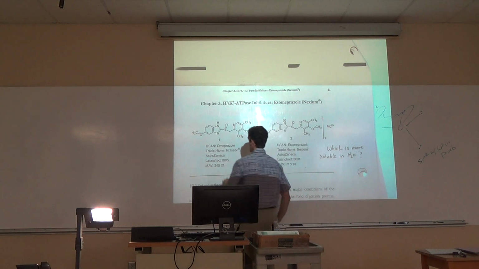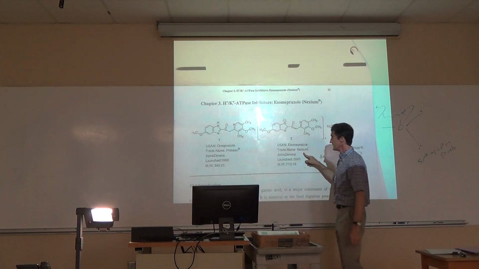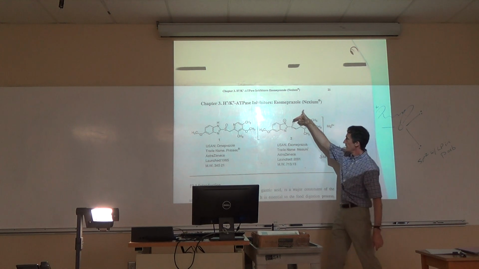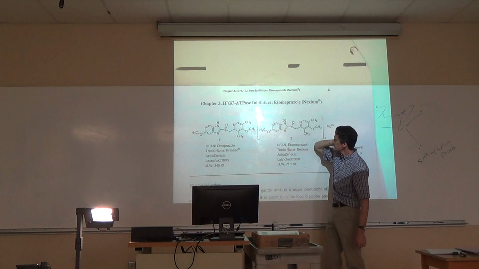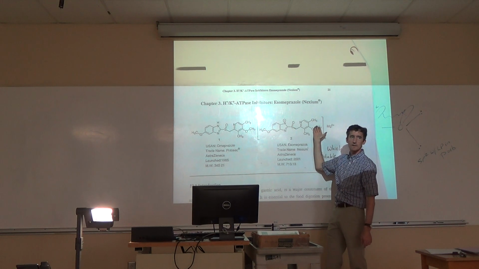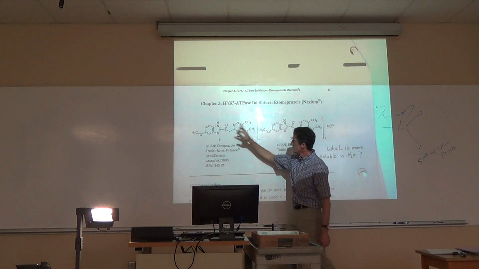These are the structures. This is Prilosec. It's all neutral. This is Nexium. What's the difference? Yeah, the nitrogen anion. The H has been removed. The conjugate base here, nitrogen anion. How many lone pairs on the nitrogen? 2. You see, they don't like to show lone pairs.